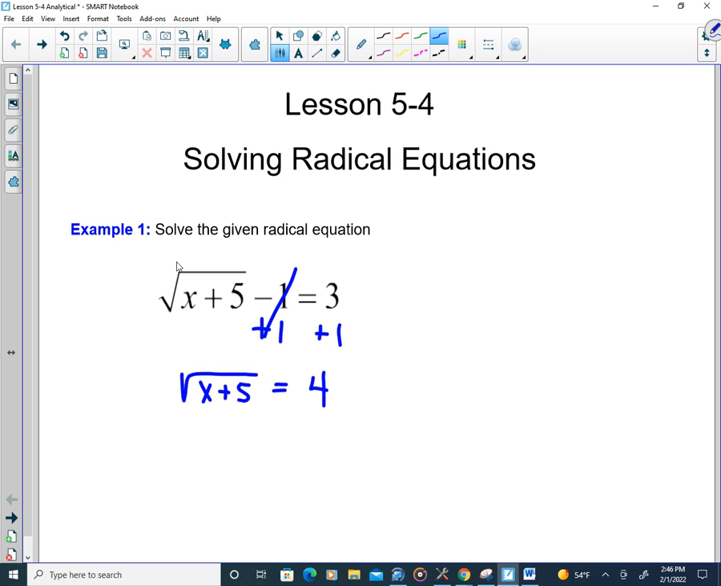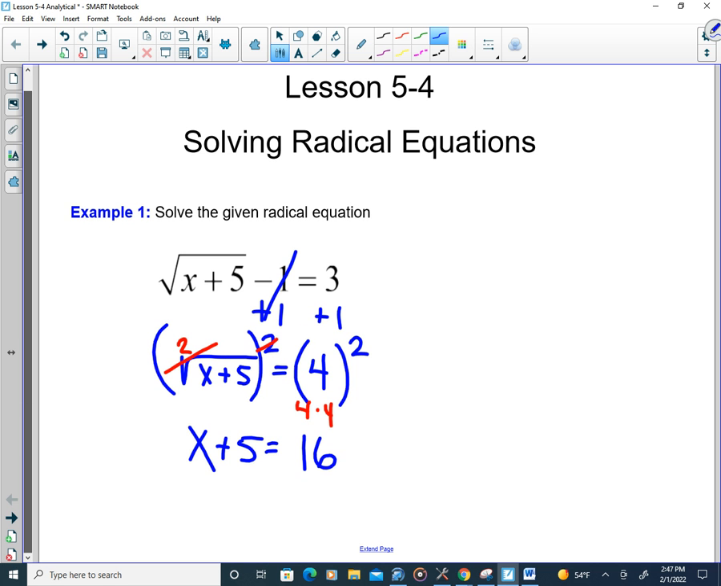Once you isolate the radical, now you want to get rid of it. Remember the index on this radical, because it's a square root, remember there's an invisible 2 here. So what we can do to get rid of the square root is square it. And then remember, whatever you do to one side of the equation, you have to do to the other side. So you want to square both sides of this equation. What happens is this square and the square root cancel out, and you just get x plus 5 on this side. And then 4 squared is 4 times 4, which is 16.